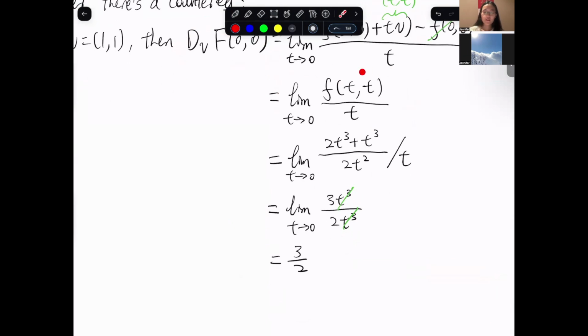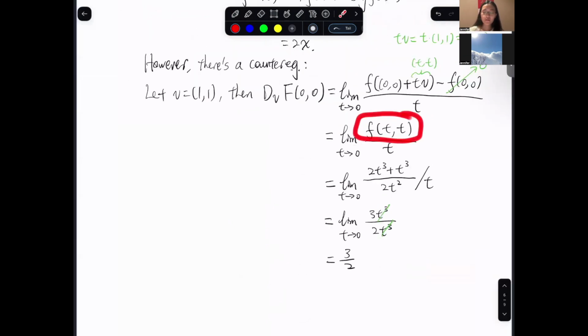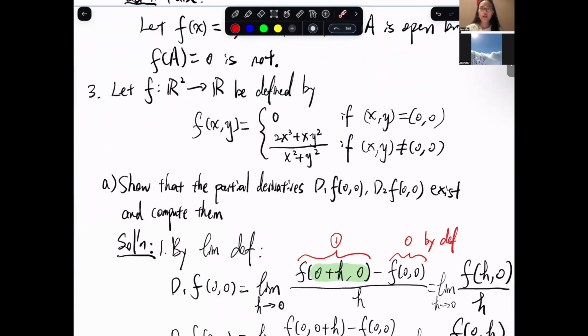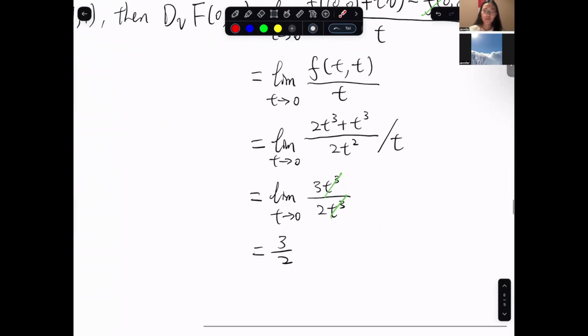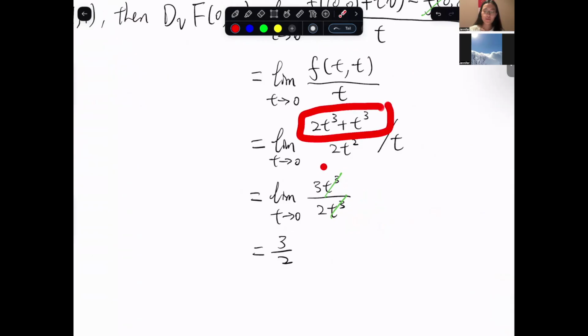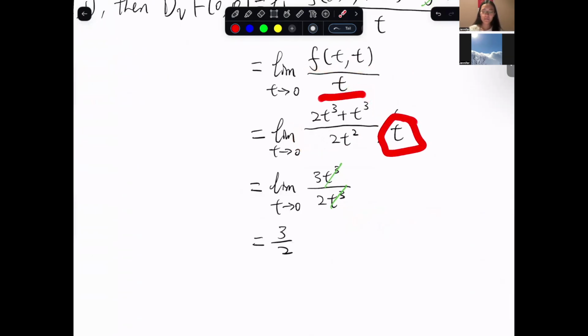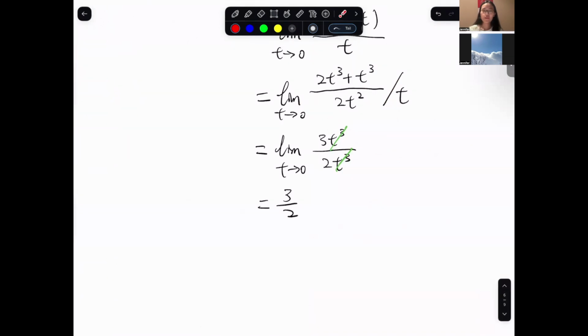Because (t, t) is not (0, 0), we use the second expression here and substitute x and y with t and t. Now we get (2t cubed plus t cubed) over (2t squared), the entire thing over t. That is f of (t, t), and this is the t. If we simplify this, we get 3t cubed over 2t cubed, which simplifies to 3 over 2.